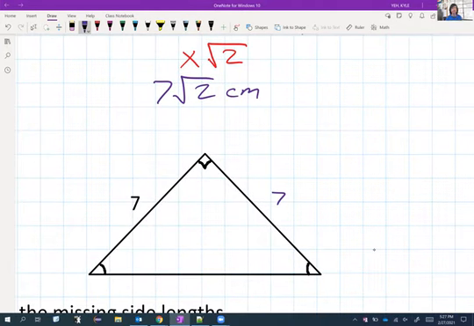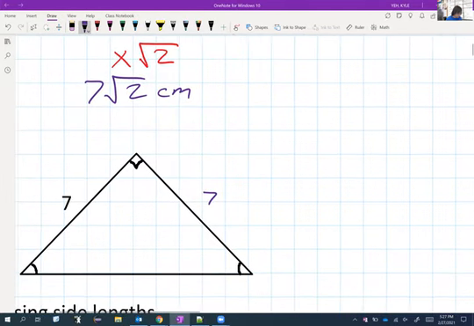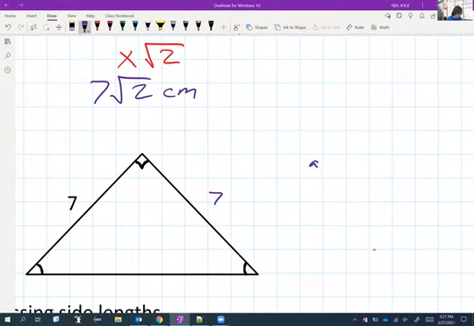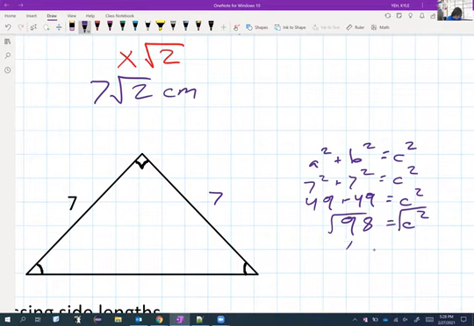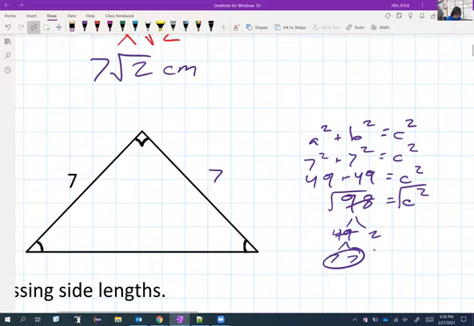Why does it work out so perfectly with the 7 root 2? Because we know the Pythagorean theorem, a squared plus b squared equals c squared. And so 7 squared plus 7 squared equals c squared. 49 plus 49 equals c squared. 98 equals c squared. Take the square root of both sides. Well, we know this is 49 times 2, and this is 7 times 7. And so 7 root 2 is going to equal c.